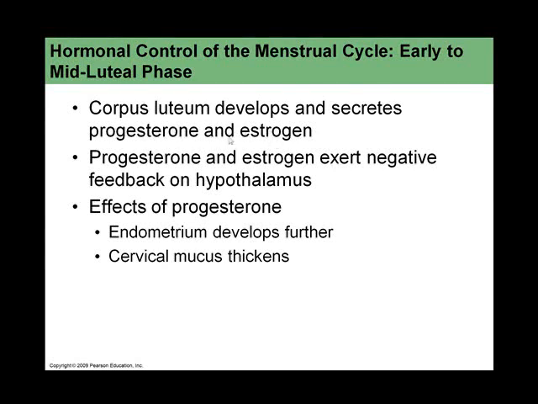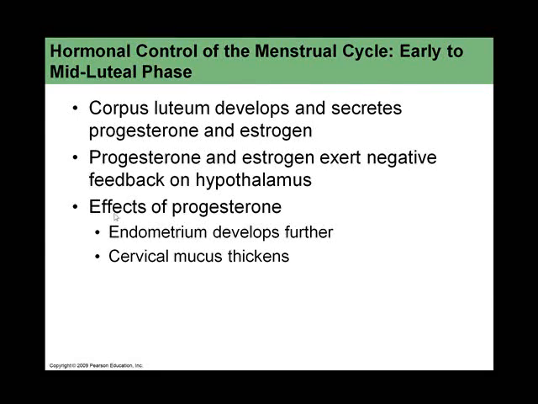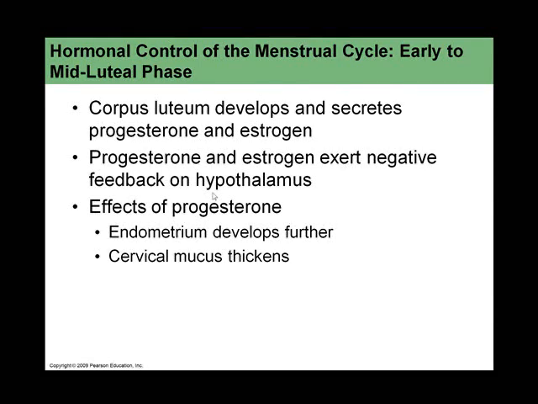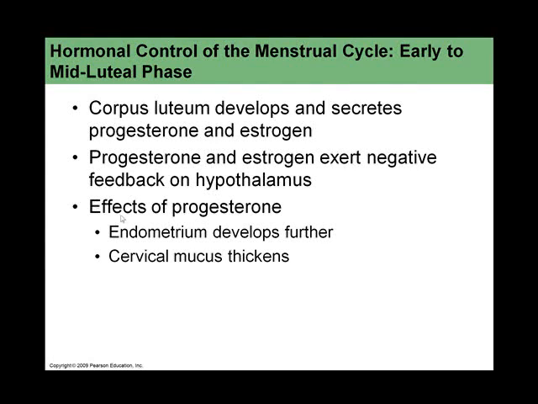Very high synthesis rate of both of these, but much higher for progesterone. Progesterone and estrogen exert the negative feedback in the hypothalamus, so as we said, by about day 20 or 21 of the average menstrual cycle, you have peak levels of progesterone and estrogen in the mid-luteal phase, and you're going to begin to shut down the hypothalamus and pituitary and terminate the menstrual cycle collectively.